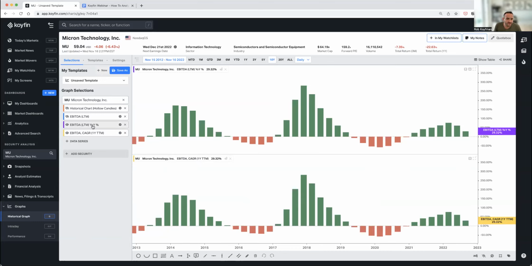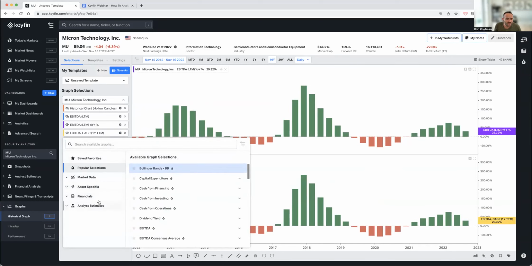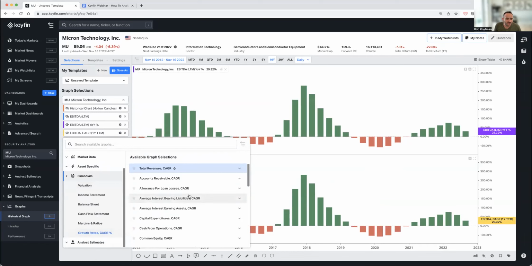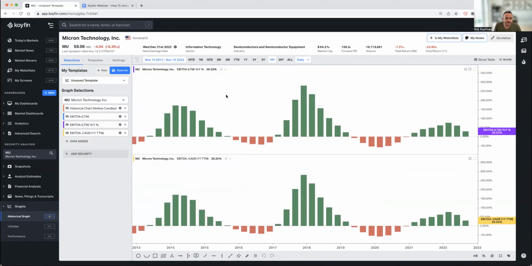If you're looking at EBITDA LTM year on year, which is this chart, or you're looking at CAGR 1 year trailing 12 months, apologies, this is LTM, TTM, they mean the same thing. These are going to give you the same numbers. So just so you're aware where it is in the menu item, under financials, under CAGRs, and then you could select the CAGRs here. And that's how you work with growth rates and graphs.